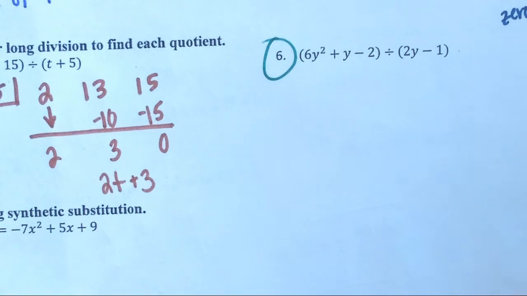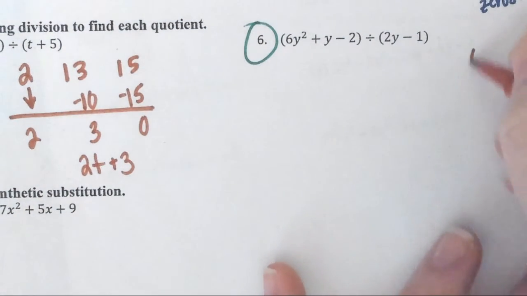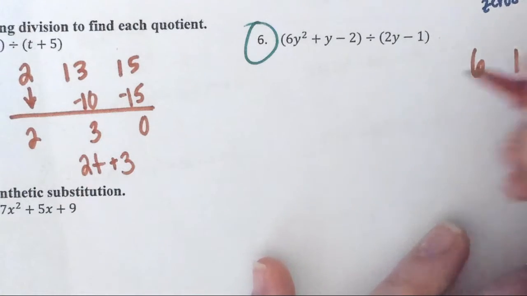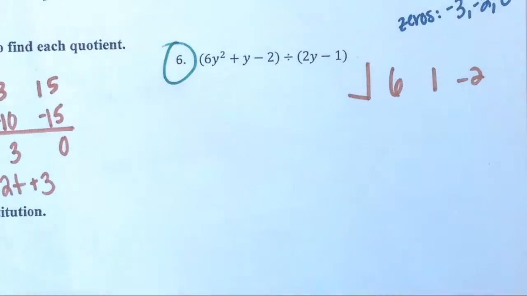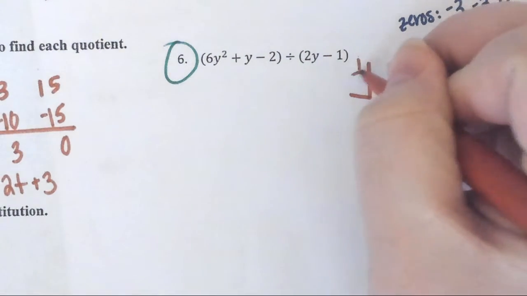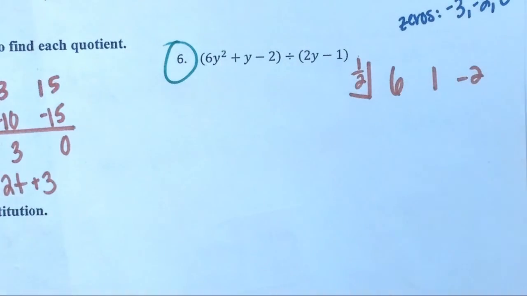Okay, I could do synthetic on number 6. I could put a 6, a 1, a negative 2. If I did, what number would I put in the house? Yes, if you said 1/2, you can get your point. I don't like to do that. Why? I don't like the fractions. I heard you too. You can have your point.